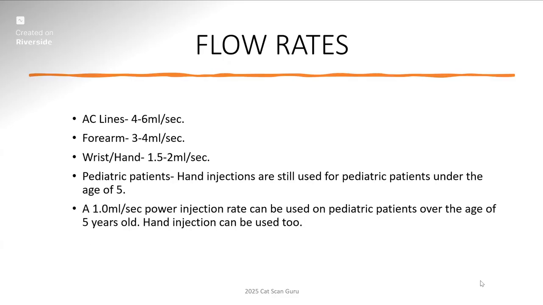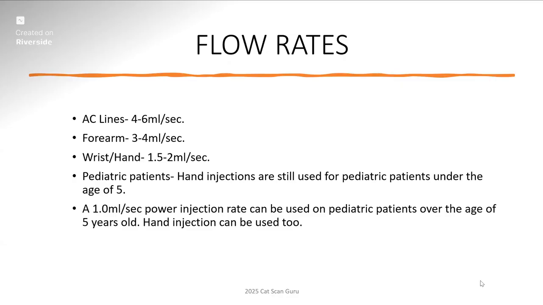All right, so flow rates. Your AC lines, depending on whether it's an 18 or a 20, with 18s we can actually power inject a little bit higher. So typically it's between 4 to 6 mLs. The only time we would ever inject at 6 mLs is if we're doing a cardiac study and the patient is close to 500 pounds, okay? Or even a PE study, as long as they have a good 18, you can do it, okay?